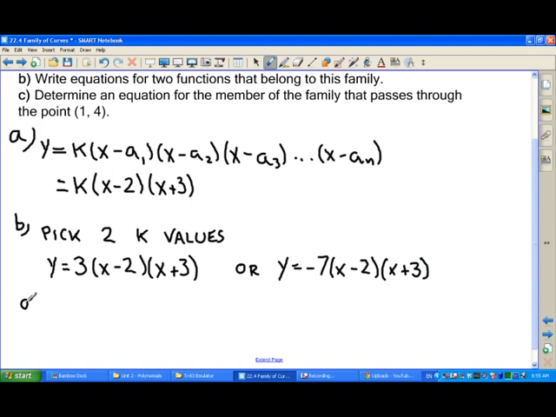Or, going above and beyond, I can get really creative. I can make my k value equal to pi.